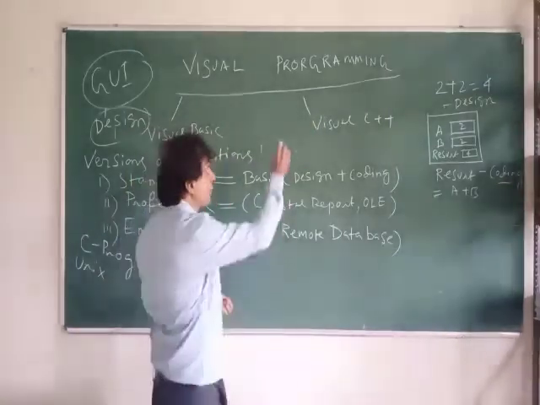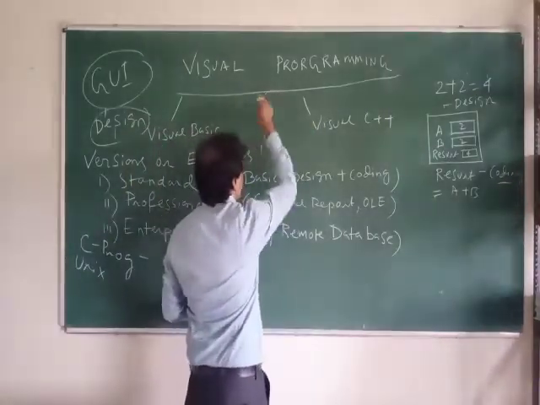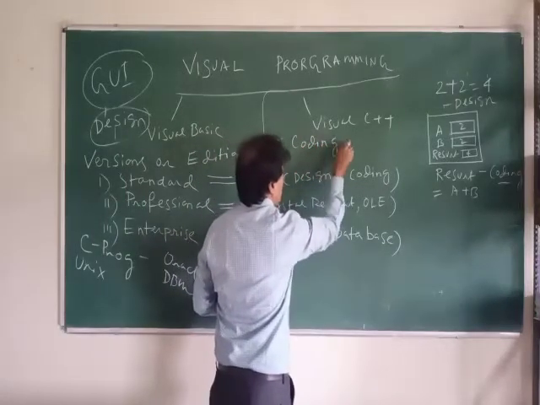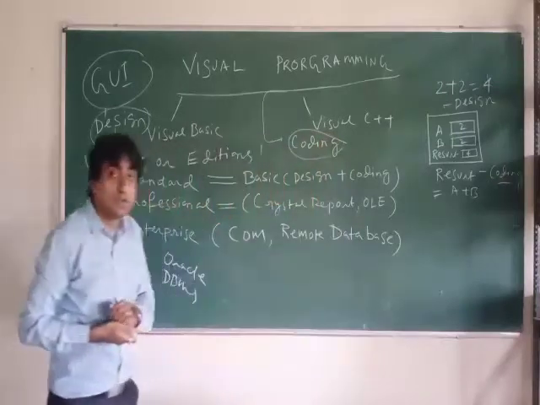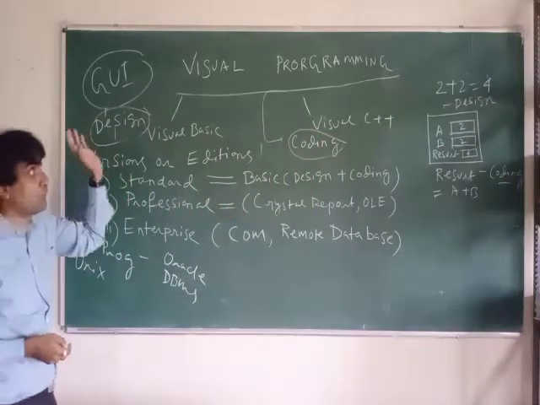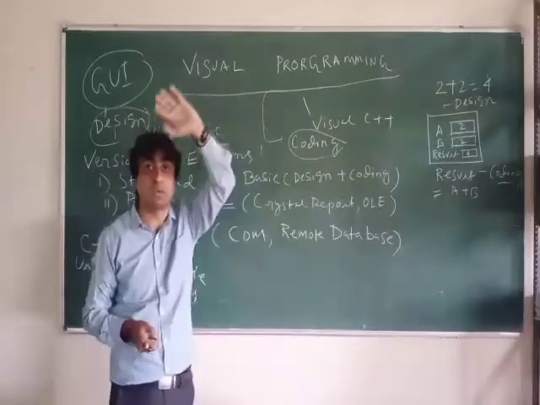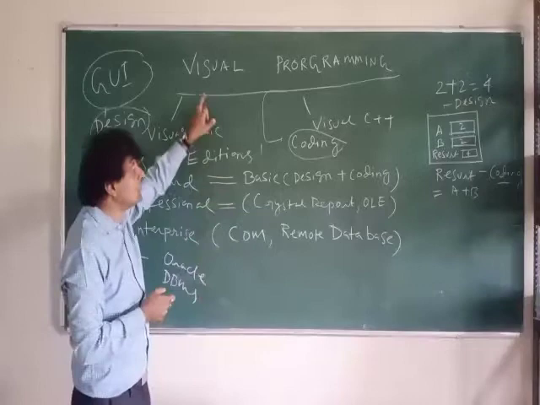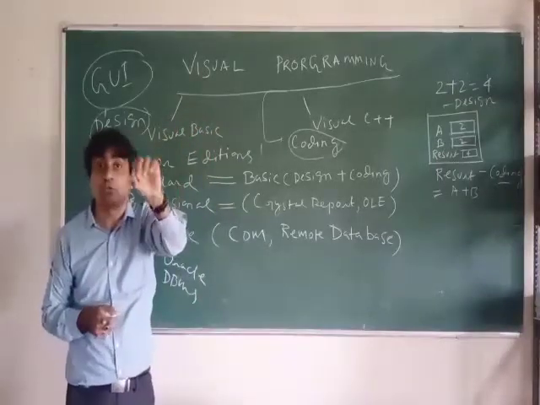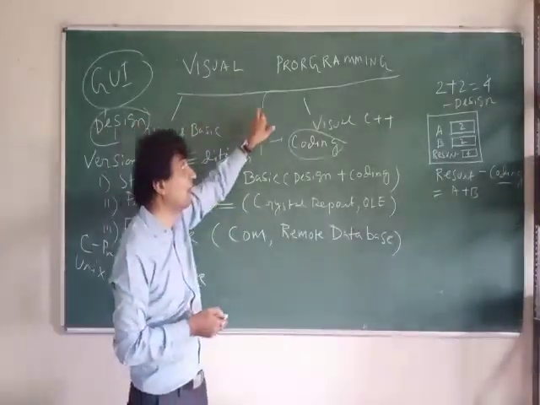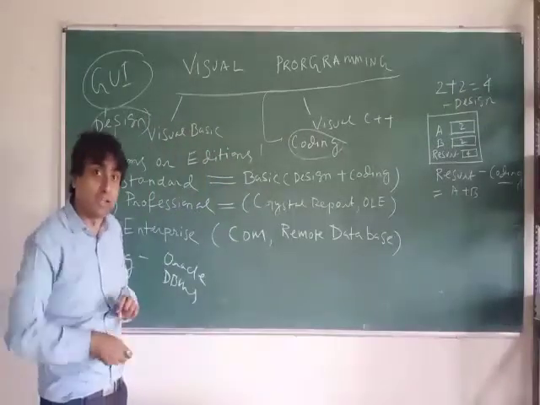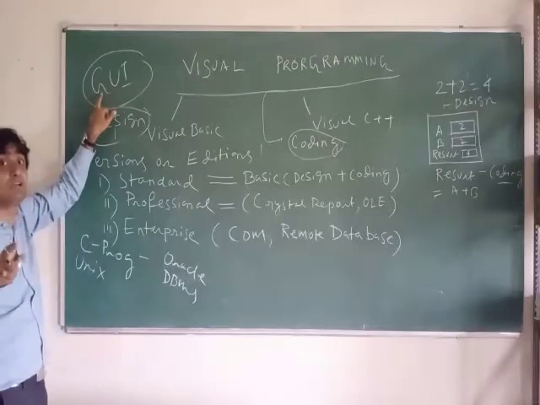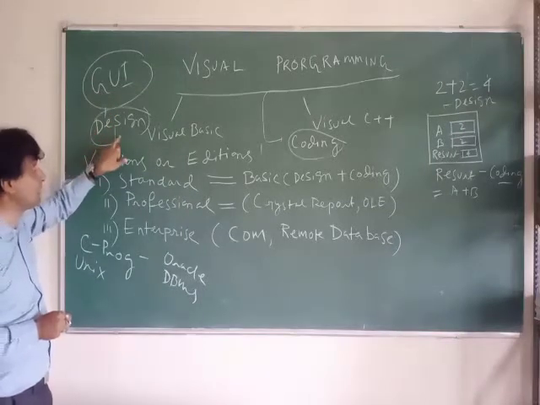Programming. Programming refers to coding. So what can we make as the definition of visual programming? Visual programming is a combination of two words, visual and programming, where visual refers to GUI, graphical user interface. That is nothing but design.